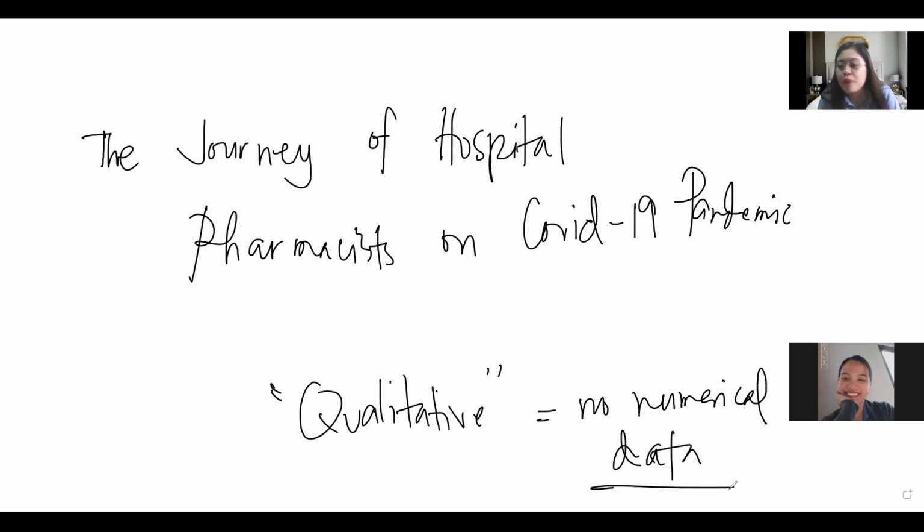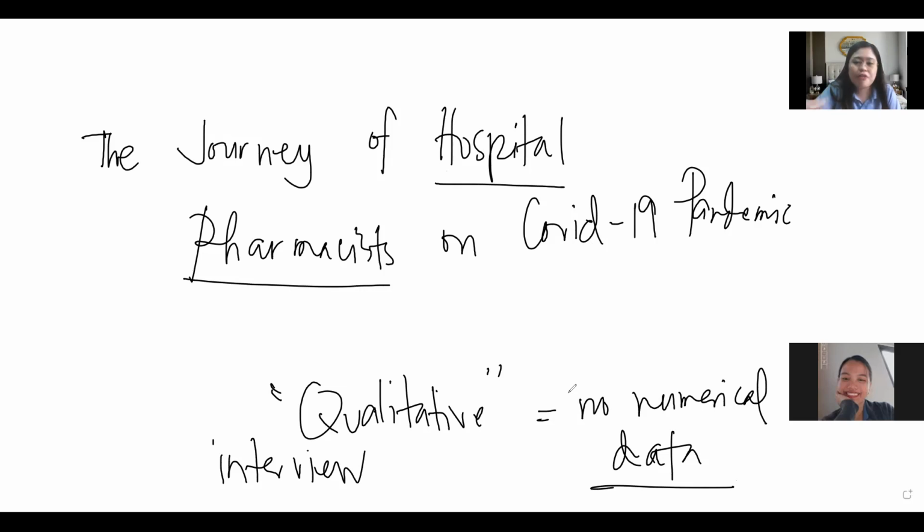Wala kay makuha na numerical data kasi they will just interview their participants. Who are their participants? The hospital pharmacist. Mag-interview lang sila wala sila'y makuha nga number, so wala sila'y gina-measure. Therefore, pag qualitative ang inyong study, walay independent, walay dependent variables. And makita ninyo na sa ilahang title pa lang, The Journey of Hospital Pharmacist and COVID-19 Pandemic. Wala sila'y gina-control, wala sila'y gina-measure, so walay outcome.